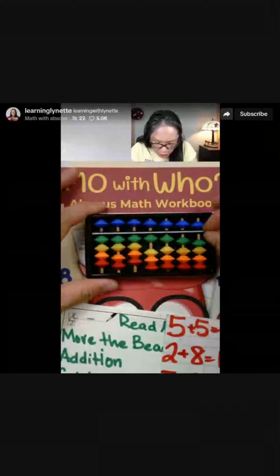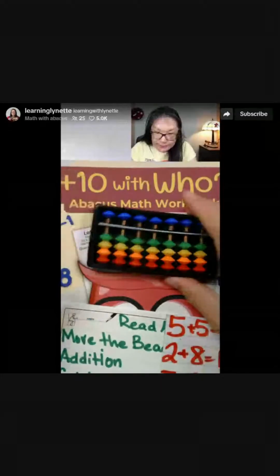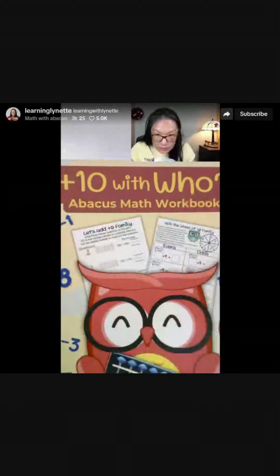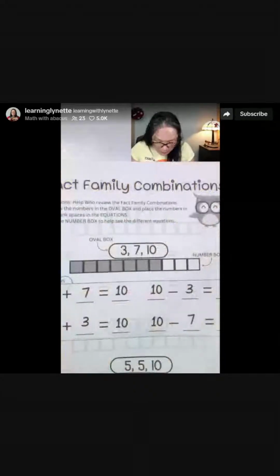And again, what we're doing is making sure that when you move the beads, you want to be gentle. You want to use the tip of your fingers.